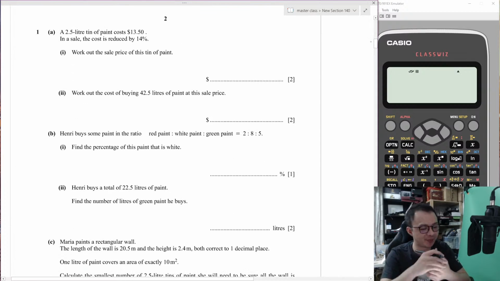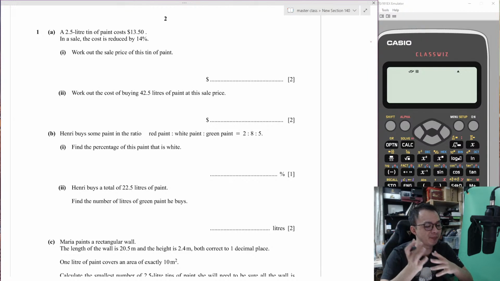Okay, start from the first question first. A 2.5 liter tin of paint actually costs about $13.50. In the sale, the cost is reduced by 14%. Work out the sale price of this tin of paint.